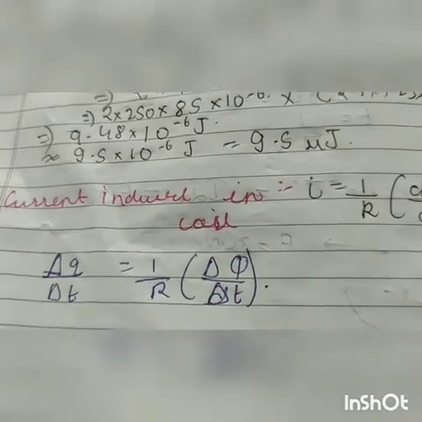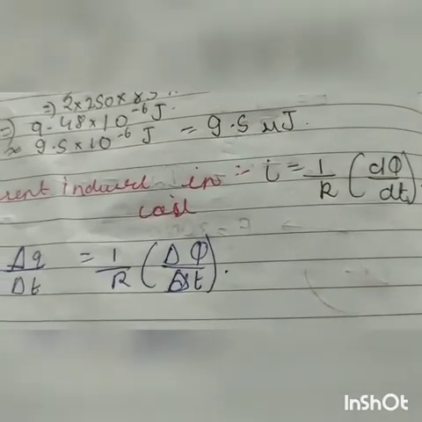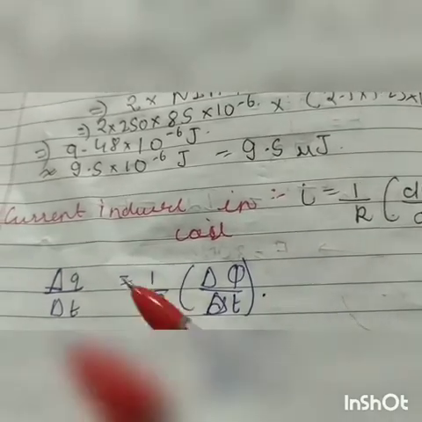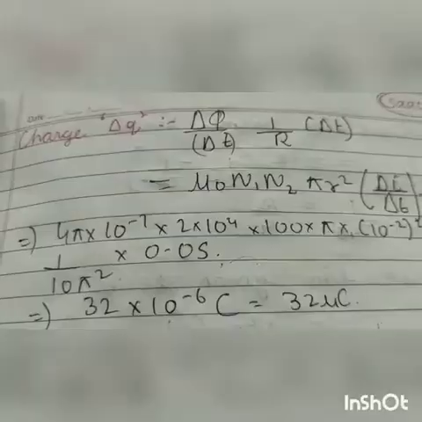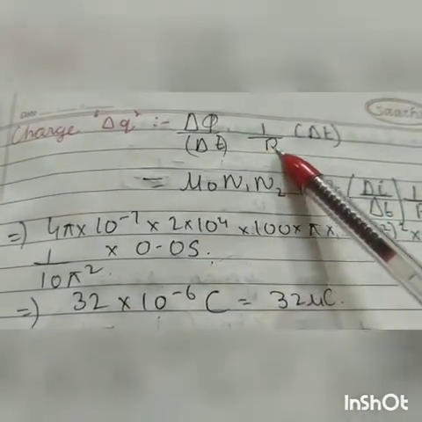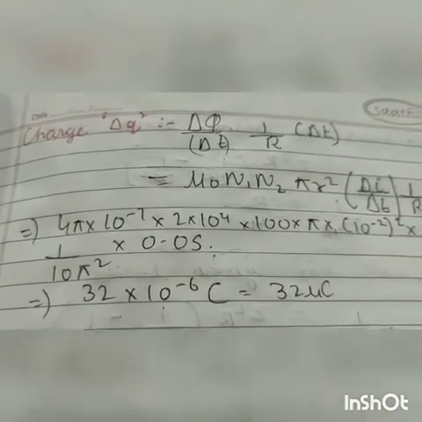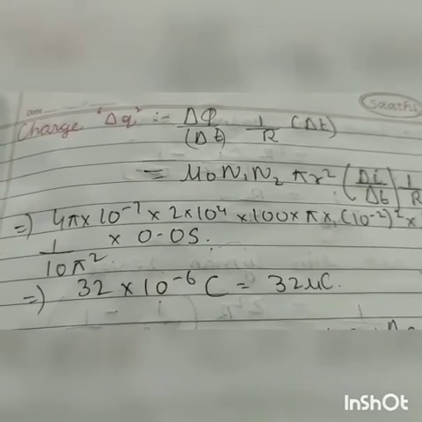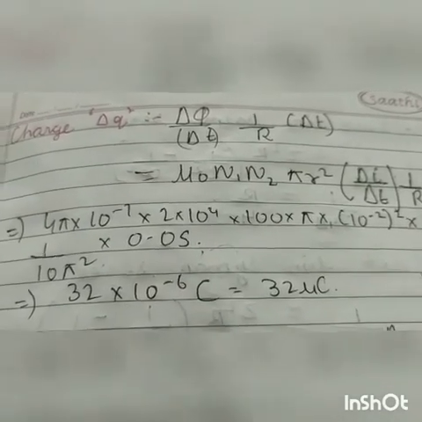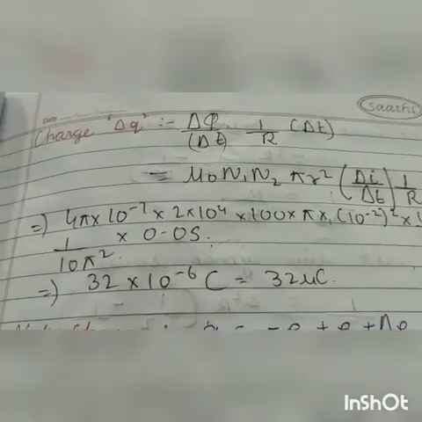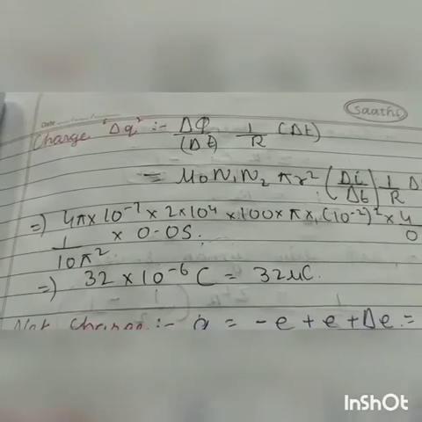So here we know that the current induced in a coil is I = (1/R) dφ/dt. So here I is also ΔQ/Δt. So charge Q will be (ΔQ/Δt)Δt = (1/R)(Δφ). Now we will just put the values, μ₀ N₁ N₂ πr² ΔI/Δt into 1/R into Δt. So after putting the values, we get 32 μC. See our correct option, 32 μC.